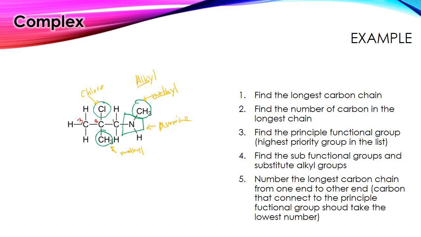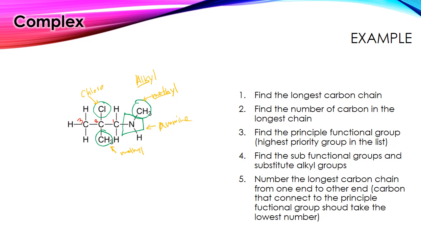There are 3, and find the principal functional group, highest priority. According to these 3 functional groups, the amine is the highest priority. Therefore, this is an amine compound. And find the subfunctional groups and substitute alkyl groups are already identified.